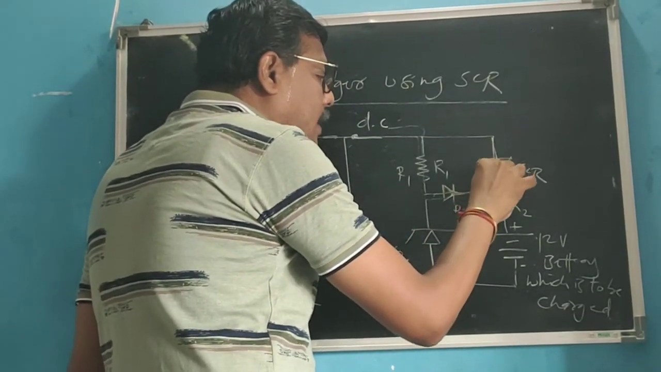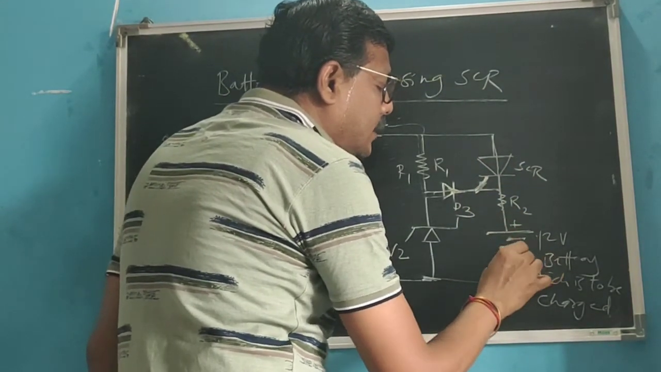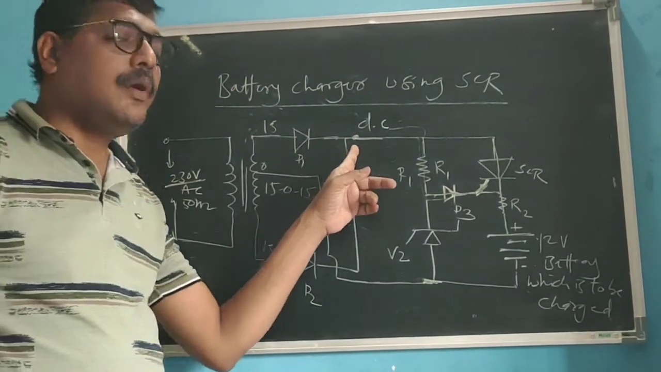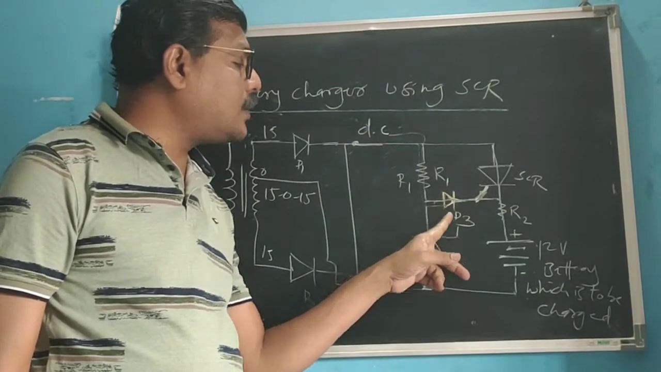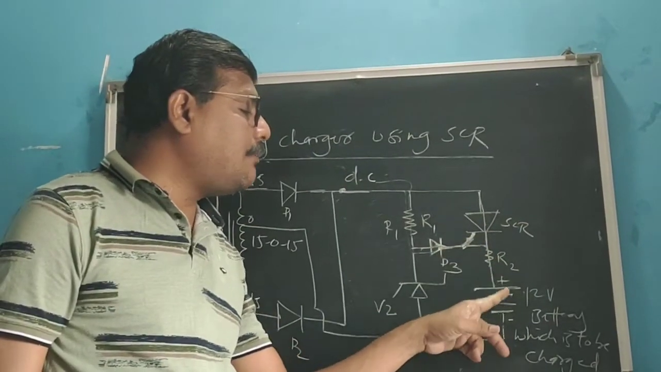It acts like a short circuit, due to which the charging current is given to the battery, and due to that the battery is charging. The battery starts charging. And when the negative rectified DC appears, at that time the diode is reverse biased. As the diode is reverse biased, it acts as an open circuit. As it is open circuit, the SCR remains off. At that time the battery is not charging.